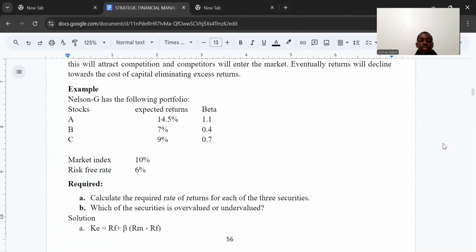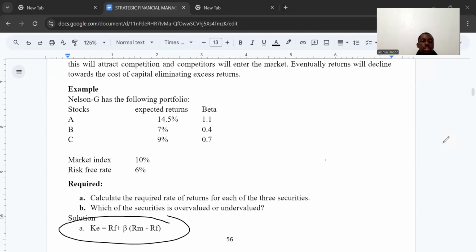Calculate the required rate of return for each of the three securities. That's A. The B part of it says, which of the securities is overvalued or undervalued? Let's look at the A part before going to the B part. So this is the formula for the calculation. Cost of equity equals the risk-free rate plus the beta factor times RM minus RF.